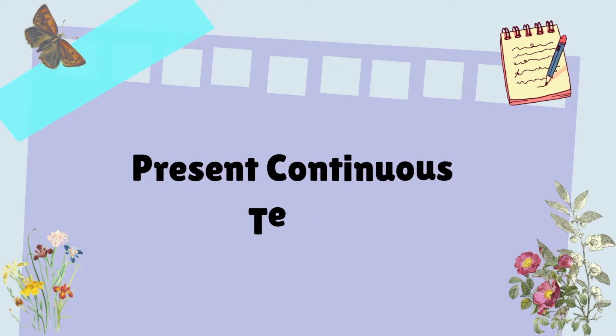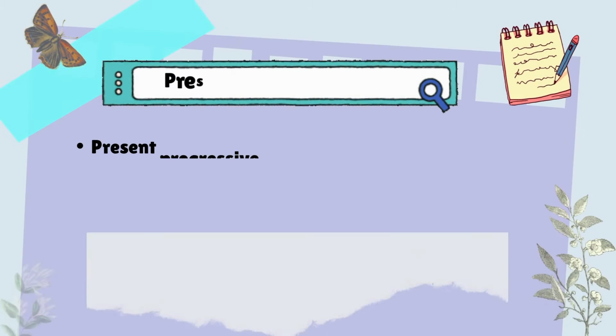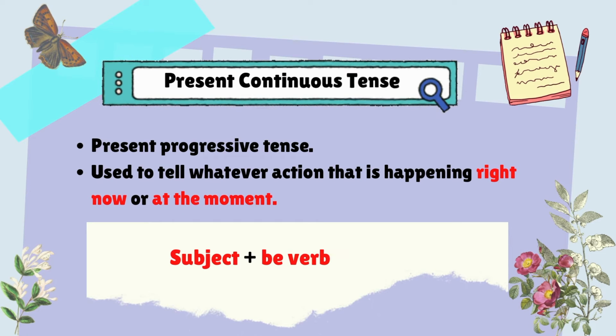Do you remember our lesson from the previous class, which is present continuous tense? Now, let's recap a bit about it. Present continuous tense is also called present progressive tense. We use present continuous tense to tell whatever action is happening right now or at the moment. The formula to write the sentence is subject plus be verb plus ing.